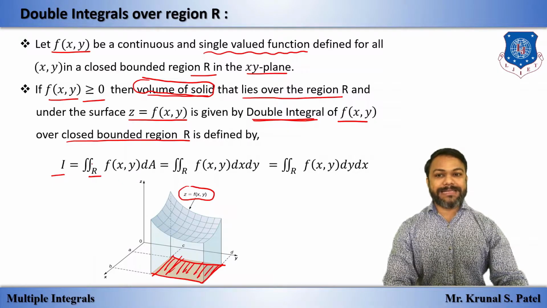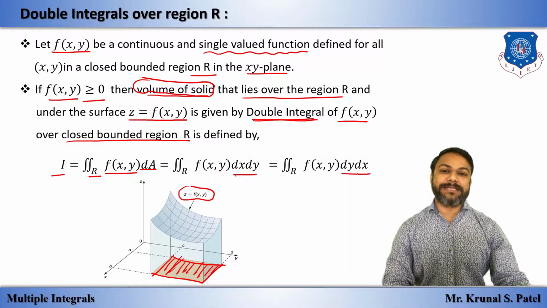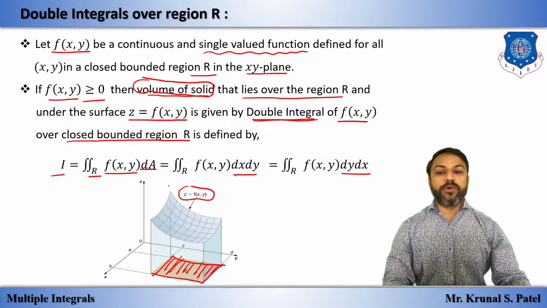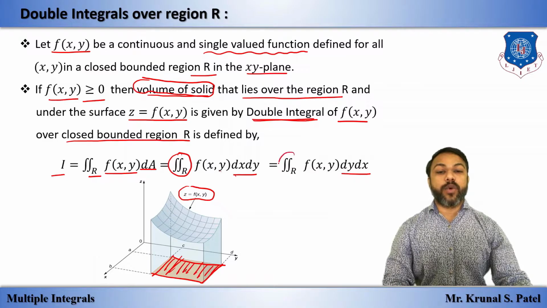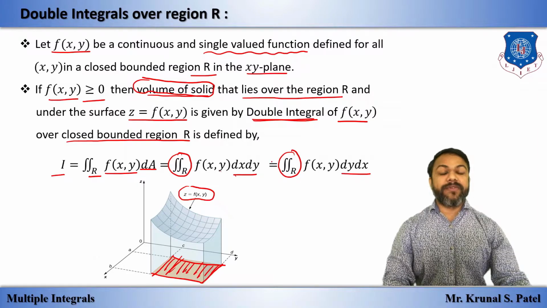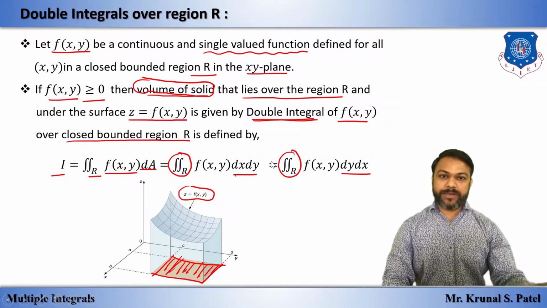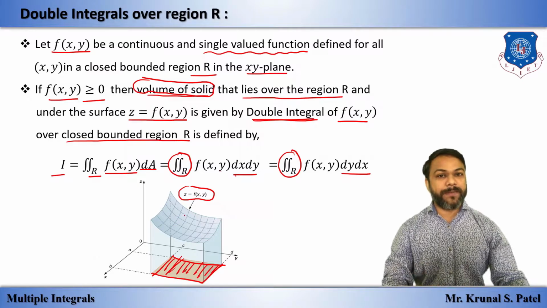So the integration I is equal to the double integration over R. We read this as the double integration over R of f of x comma y dA. dA means dx dy or dy dx. You can put whichever is required, as per the example. Now what is this R? R is the closed bounded region, but how we can find the region R we will learn in the second lecture. In this lecture, this region R is already given.